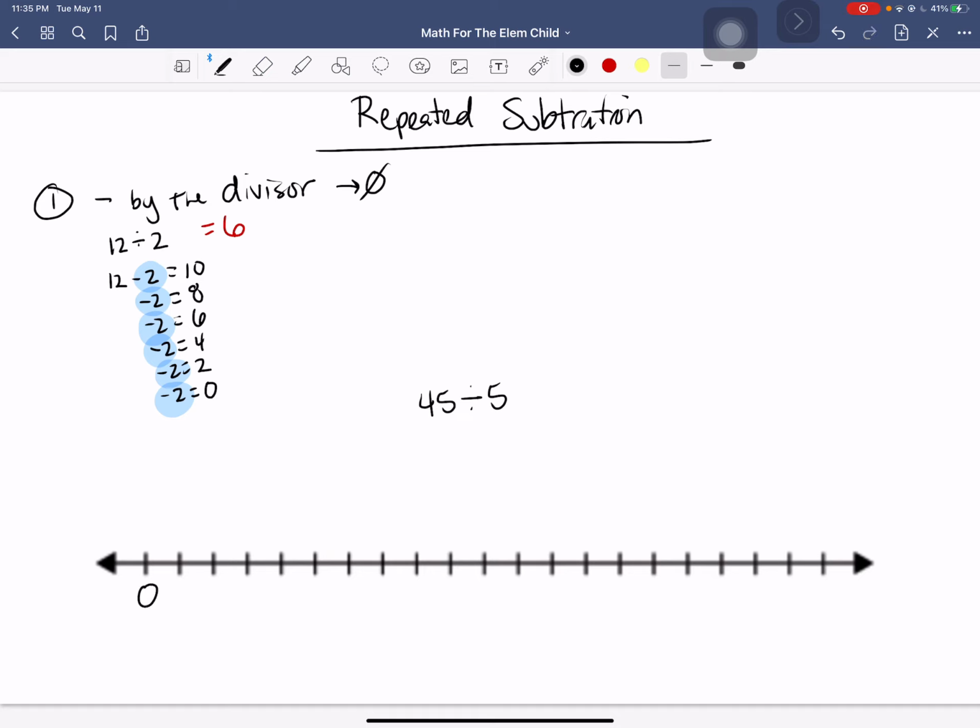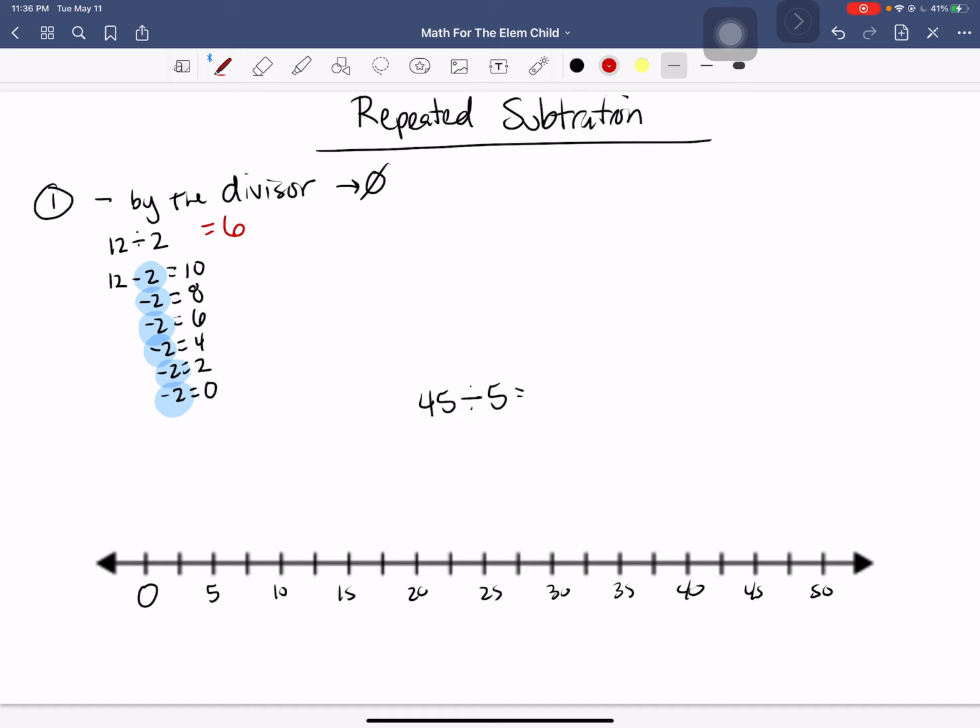So if we have the number line, we'll do 0, 5, 10, 15, 20, 25, 30, 35, 40, 45. I only separated this number line because I don't have as many lines to do it evenly, one by one by one by one.